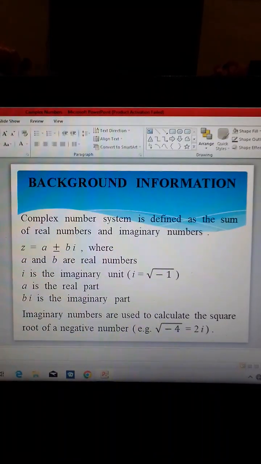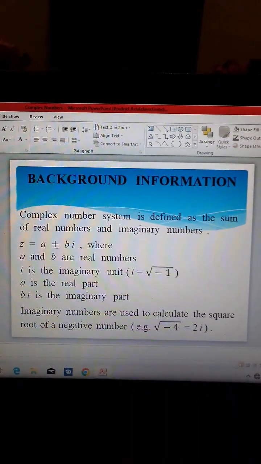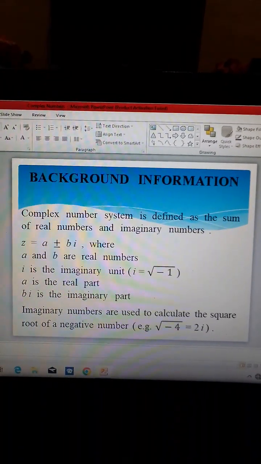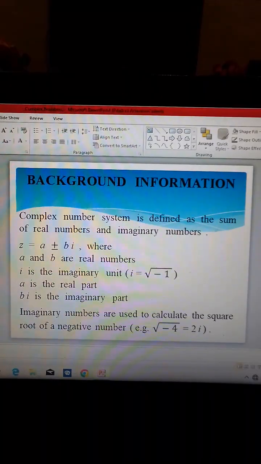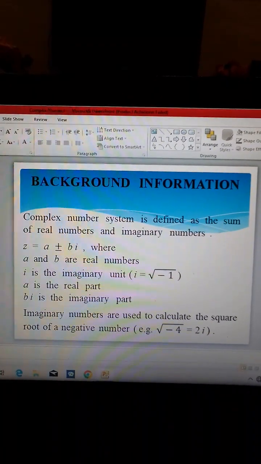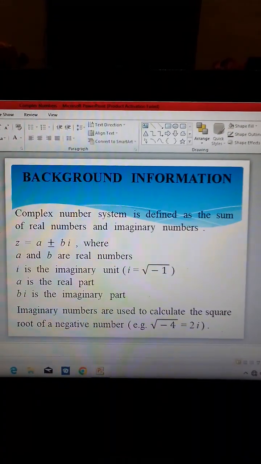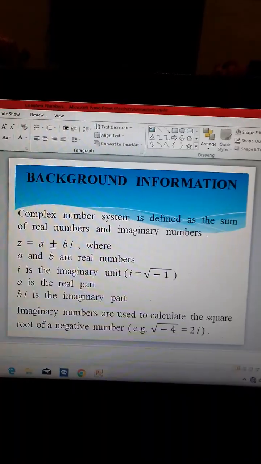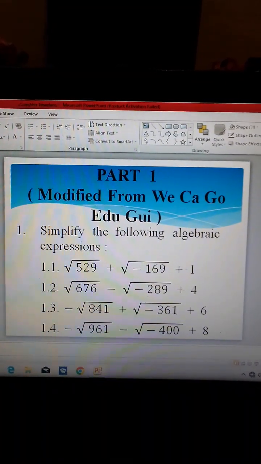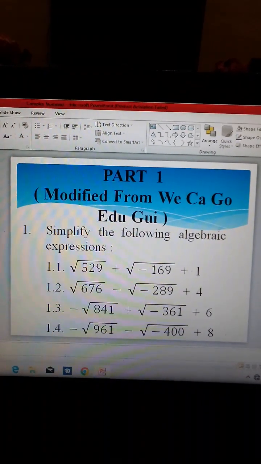When dealing with surds, for example, the square root of -2, you're going to write the square root of 2 and then i, because it's the square root of 2 times the square root of -1. Hope that is clear and I hope that makes sense. Please take this down. I modified this from the Western Cape Government Educational Guidelines.